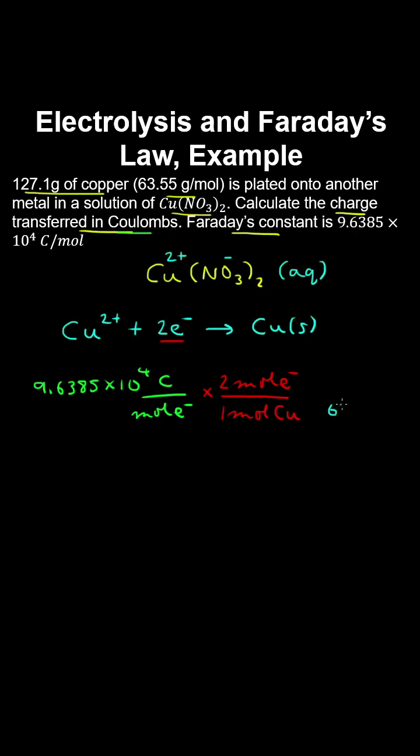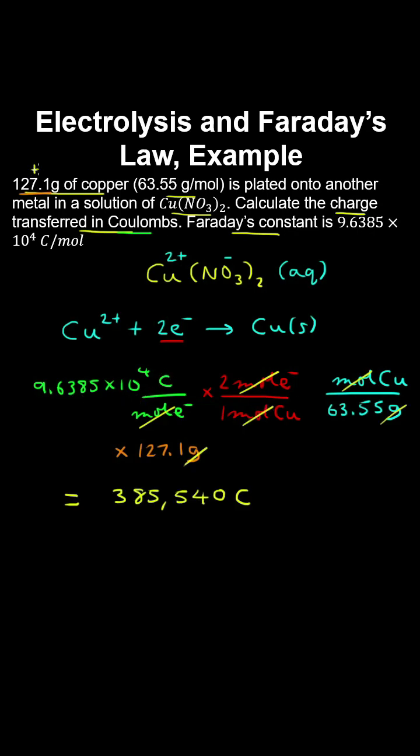And copper has a molar mass of 63.55 grams per mole. And then we multiply this by the mass of copper that was plated. So if you check your units for cancellations, our final answer will end up being in coulombs. And the least significant figures is 4, so our final answer will be written as follows.